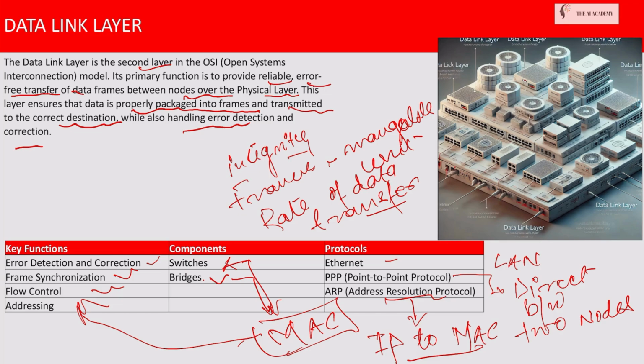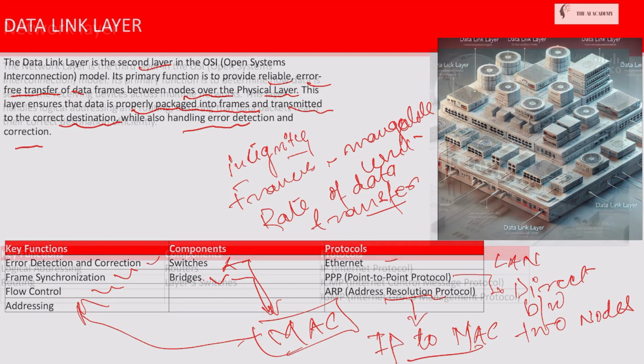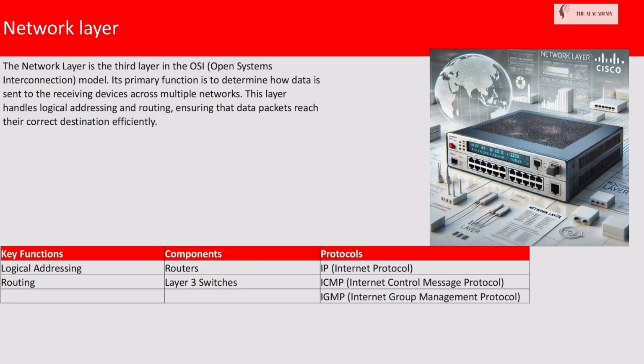For example, MAC addresses are unique hardware addresses assigned to network interfaces, used to identify devices on a local network. And the units of data that include a header, with addressing and control information, and a payload, the actual data being transmitted, are called frames. Next layer is the network layer, Layer 3.